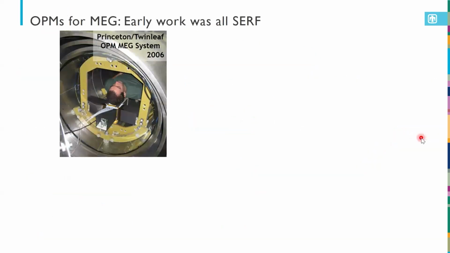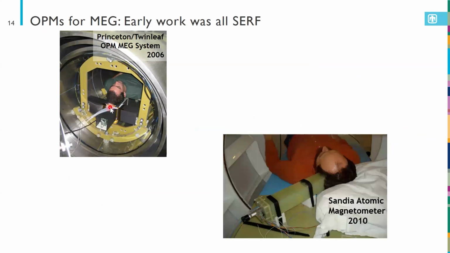Okay, so let me jump into some early work for the OPMs. The early work was all SERF magnetometers. So the first demonstration was done at Princeton. And so here you can see Mika Ledbetter laying on a very large vapor cell with some very large beams intersecting perpendicularly inside that vapor cell. Very cool demonstration, and inspired a lot of us to attempt to continue to do this.